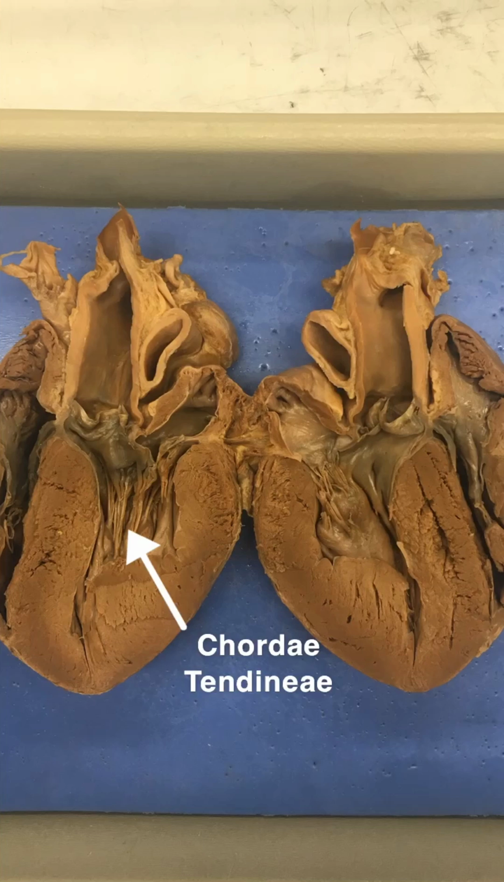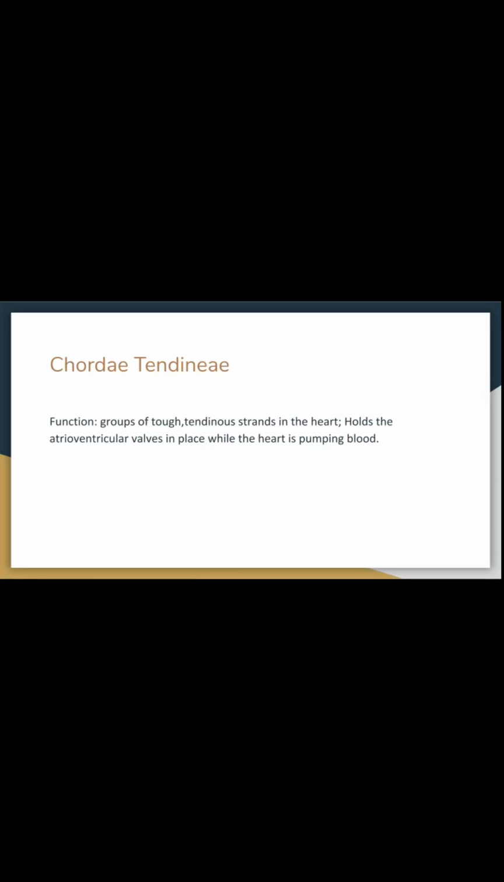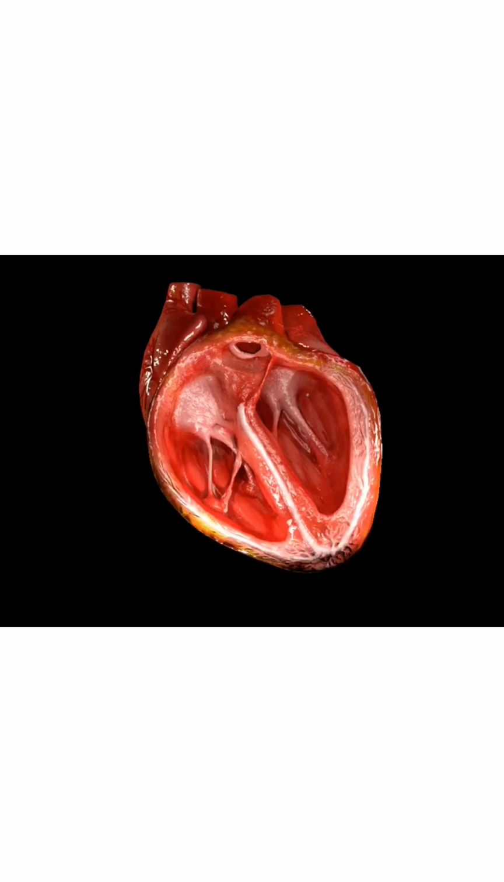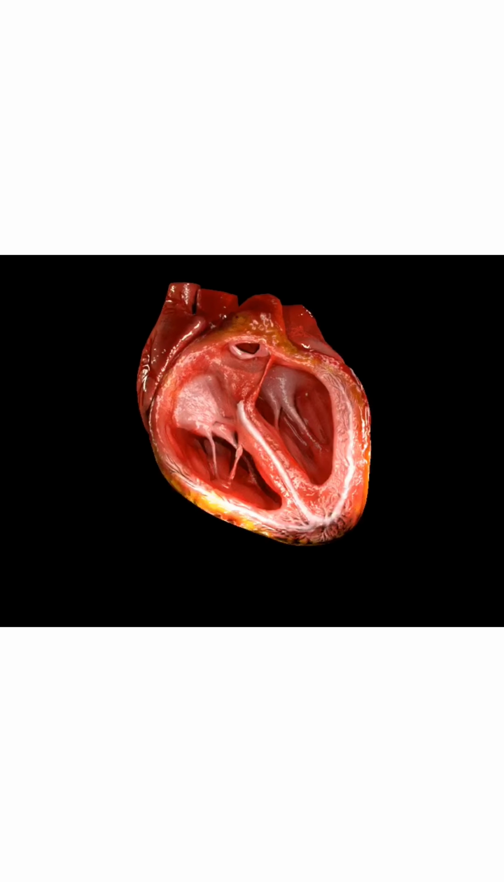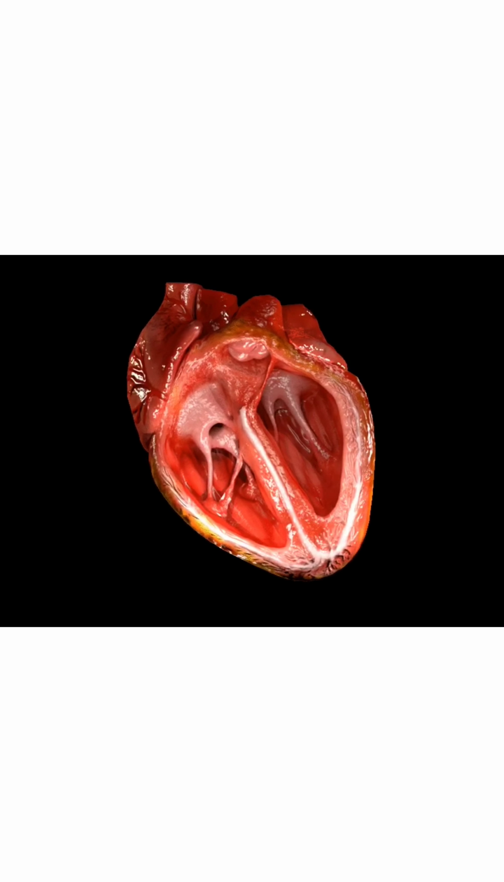The chordae tendineae. The chordae tendineae is a group of tough tendinous strands in the heart that holds atrioventricular valves in place while the heart is pumping blood. This is a demonstration of the chordae tendineae hanging onto the walls of the heart while the valves are opening.